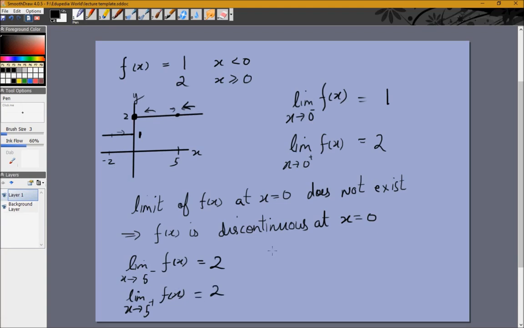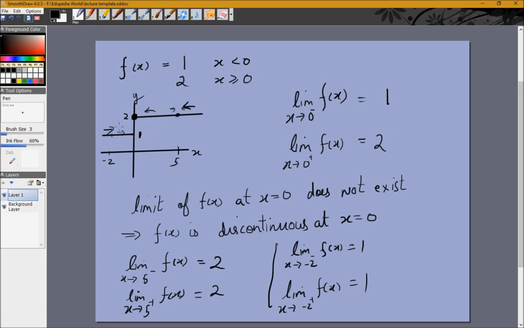Similarly, we can look at minus 2, and the limit as x goes to minus 2 minus, which means minus 2 from the left, f(x), but if x is negative, f(x) is 1. And the limit as x goes to minus 2 plus of f(x) is also 1. So even though at x equals 0 the limit does not exist because the left hand and right hand limits are different, at x equals 5 the limit does exist because the left hand and right hand limits are the same, they both have the value 2. And similarly, at x equals minus 2, the function is continuous.